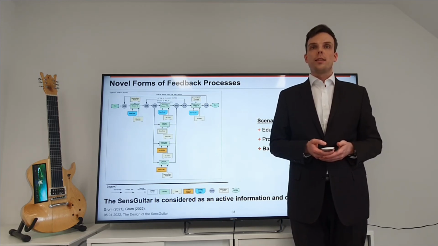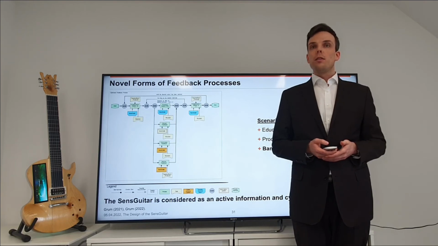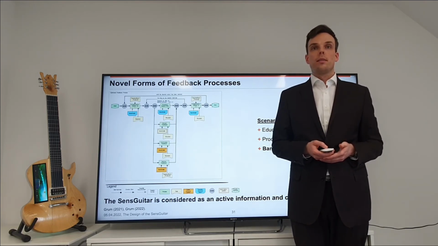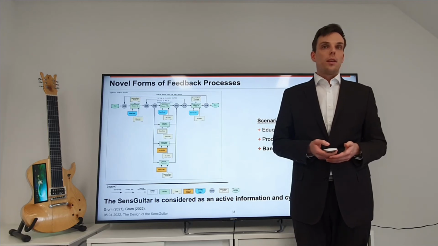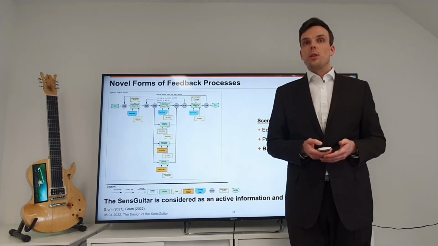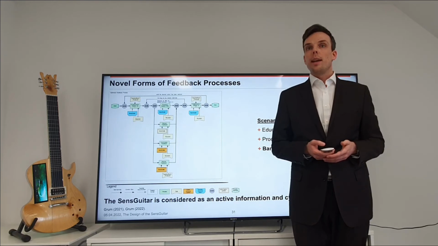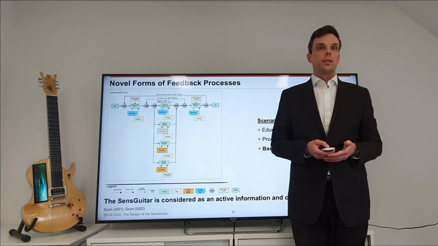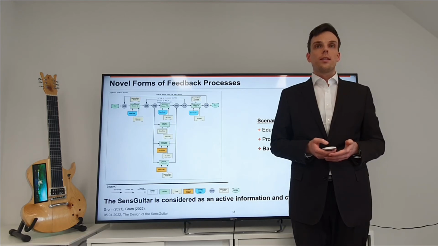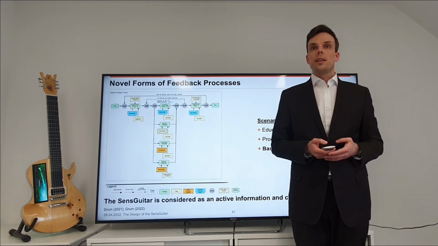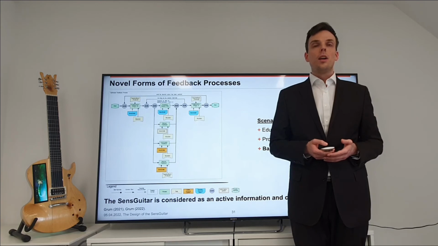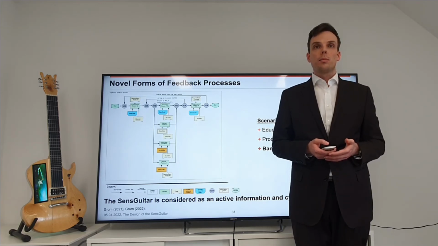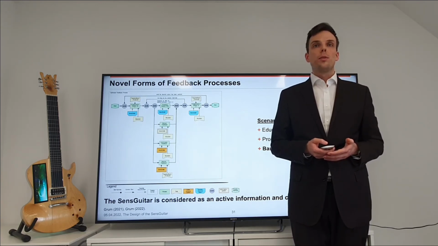Here, the guitarist is enabled by the SensGuitar and novel forms of interactions to manually feedback the current guitar playing. For instance, attractive fingertip positions, which are in the context of the band's current playing, are visualized so that the guitarist can feedback its own actions. Since the SensGuitar is considered as an IT system in this case, hopefully the practicing session part is more valuable for the musician.